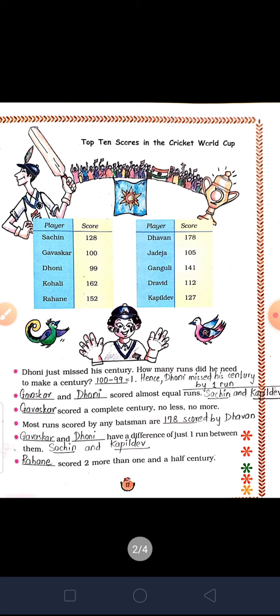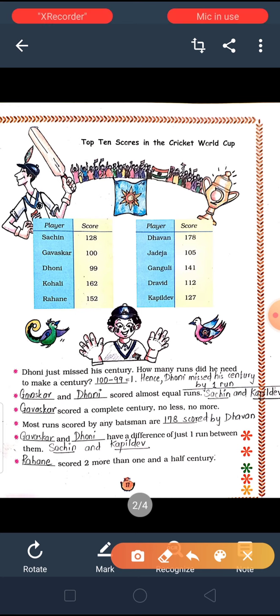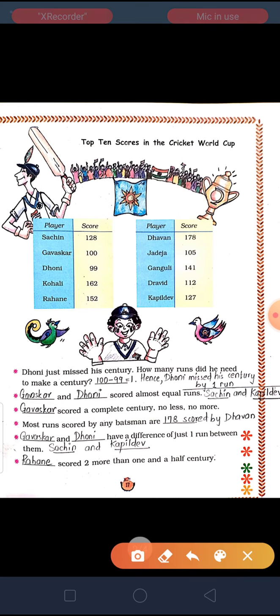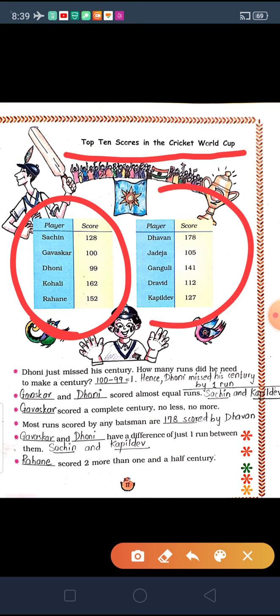So now as you can see, what they have asked us on this page is the top 10 scores in the Cricket World Cup. Now in the last part we saw what a century is. One century equals 100 runs. So here you can see some players and their scores are given.